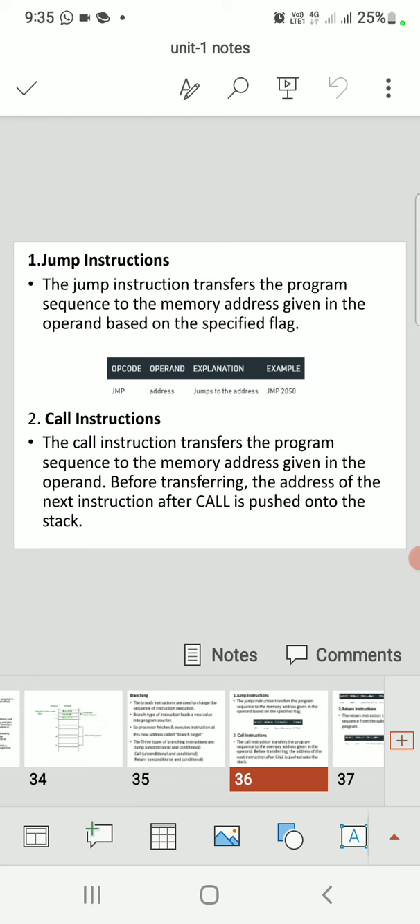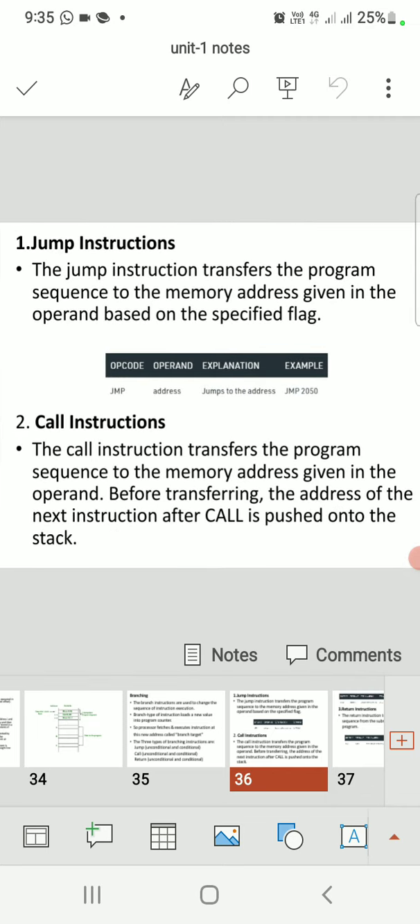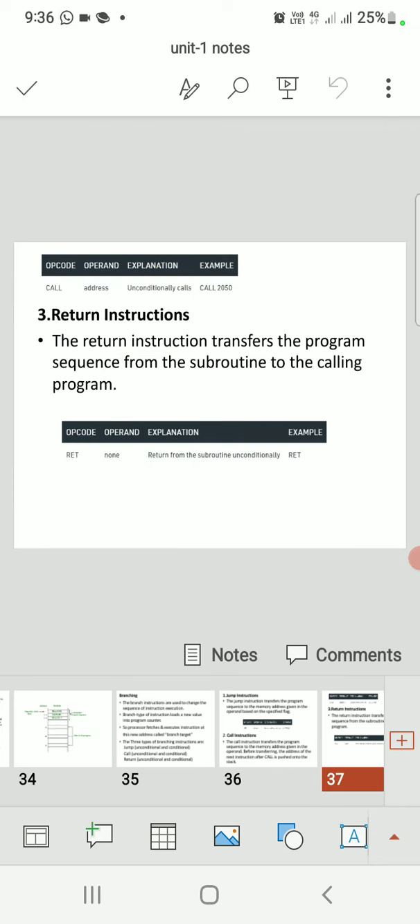The next one is called the jump instruction. This is the format of jump. The jump instruction transfers the program sequence to the memory address given in the operand based on the specified flag. The call instruction transfers the program sequence to the memory address given in the operand, and before transferring, the address of the next instruction after call is pushed onto the stack. This is the return instruction. The return instruction transfers the program from the subroutine to the calling program.